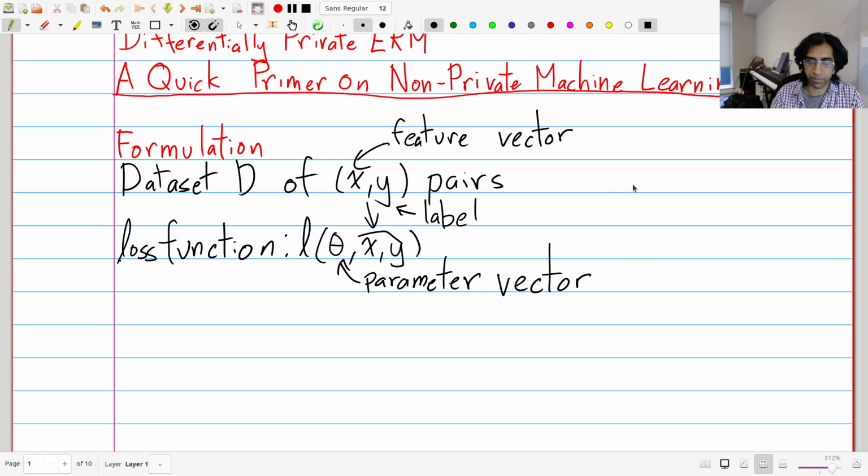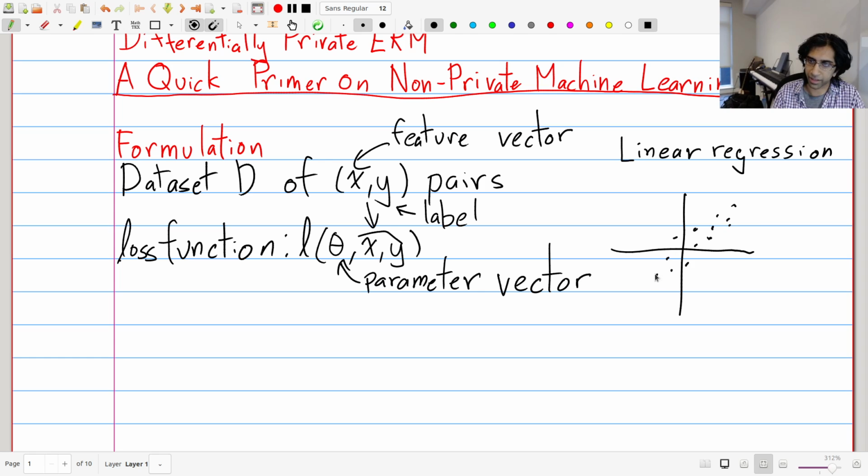Let's give you a brief example for now. We'll talk a bit more about different loss functions later, but for now, let's think of a perhaps common or familiar example, which is linear regression. To draw you a picture of what linear regression is, it's something like the following. There's the XY plane, and there's a bunch of points, and the question you're trying to answer is, can you find a line which is the best fit line for this dataset?